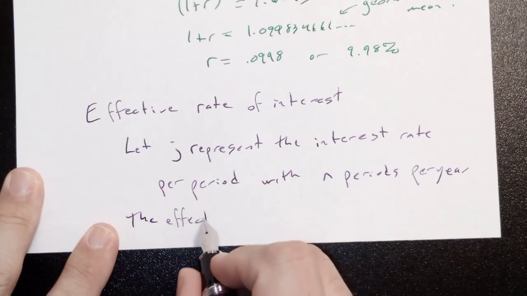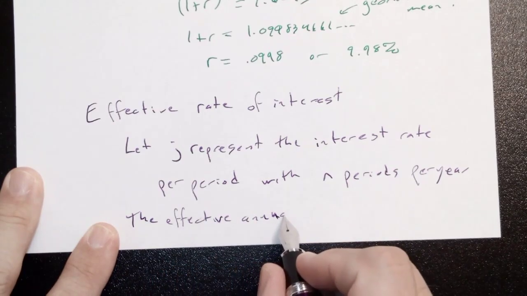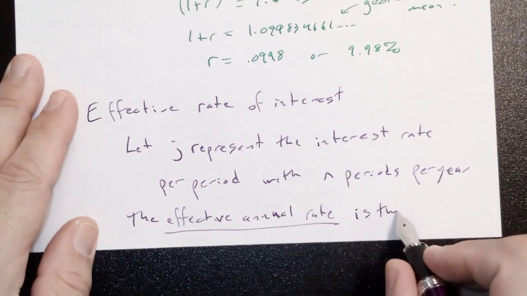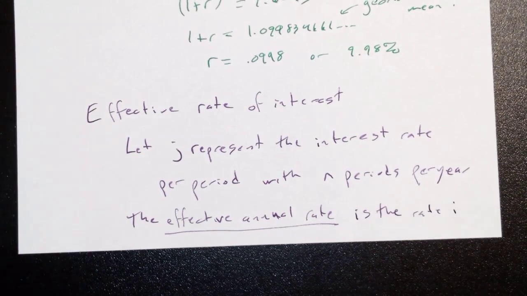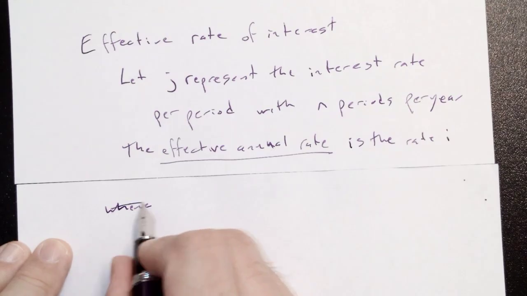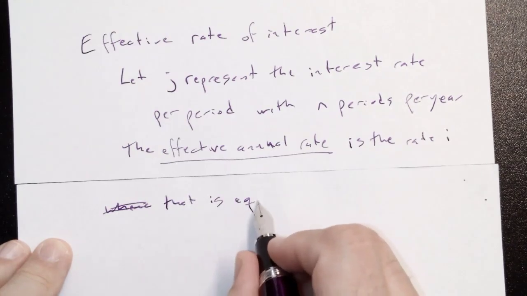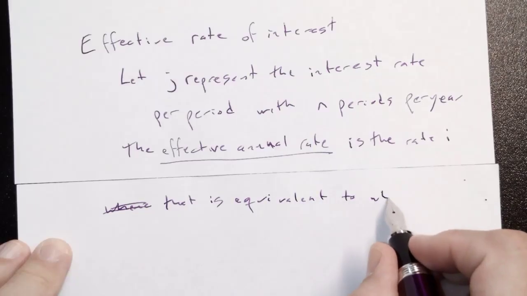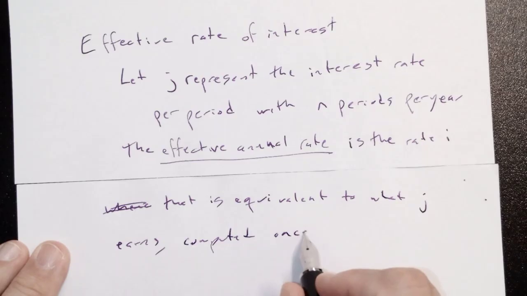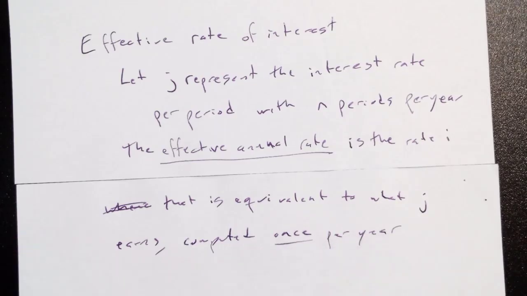The effective annual rate is the rate that J would be equivalent to if I only did one compounding per year. So how do I figure this out?